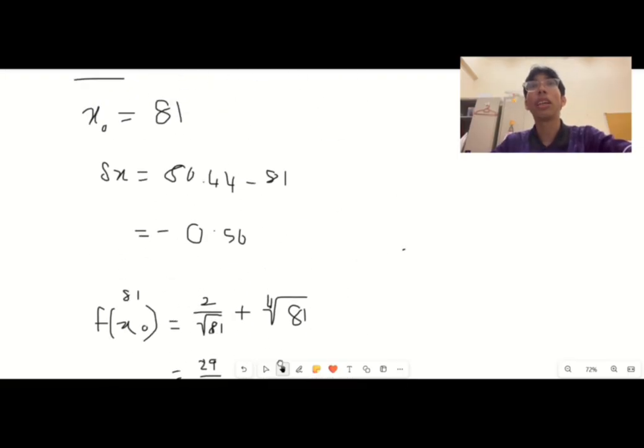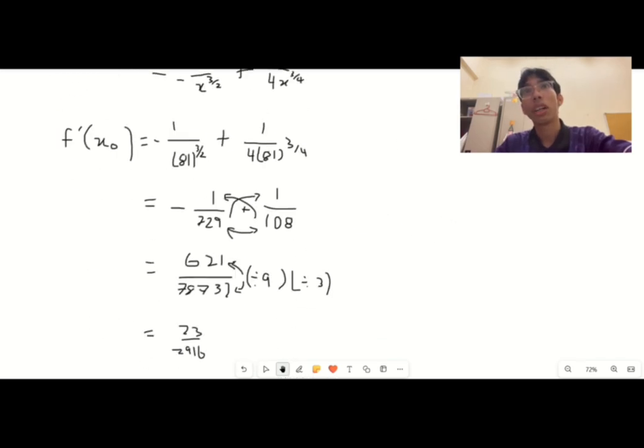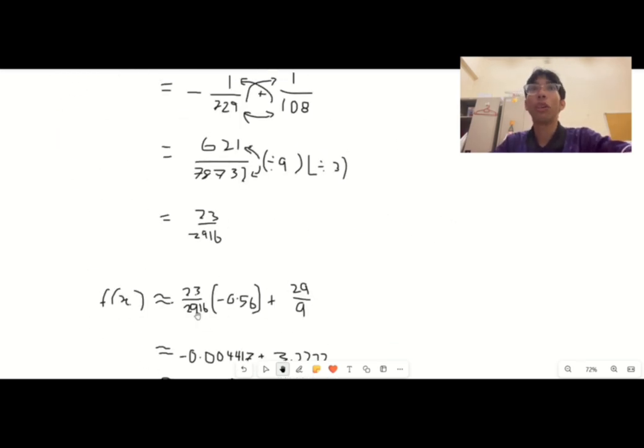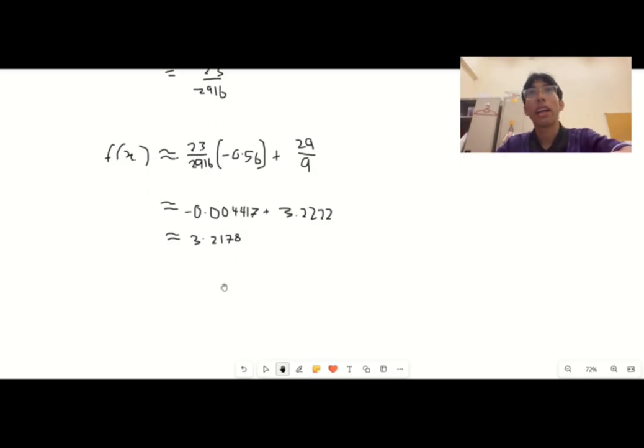And then using the first general formula that we have, which is f(x) approximately equals f prime x naught times delta x plus f(x naught). Replacing it, we get 23 over 2,916, which is f prime x naught, times negative 0.56, which is the delta x, plus 29 over 9, which is the f(x naught). And we get negative 0.004417 plus 3.2222. And the final answer we get is approximately 3.2178. And that's it for question 3.